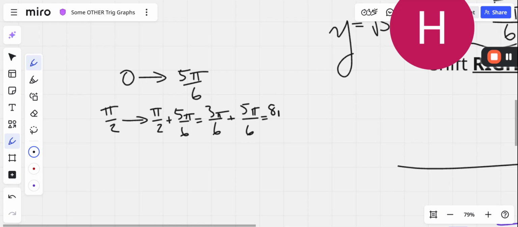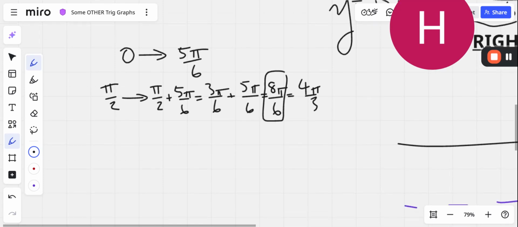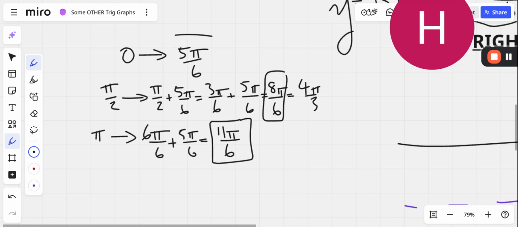Which gives us a total of 8 pi over 6. And if I want to reduce that, well, my 6 is broken. And this is going to be 4 pi over 3. But it's good to keep it as 8 pi over 6, just conceptually, for this reason. When we go forward to pi, we're going to add another 3 pi over 6. Because now we have 6 pi over 6 plus 5 pi over 6. And that's just 11 pi over 6. So by putting everything over 6, it allows you to see the progression from 5 pi over 6 to 8 pi over 6 is an increase of 3 pi over 6.